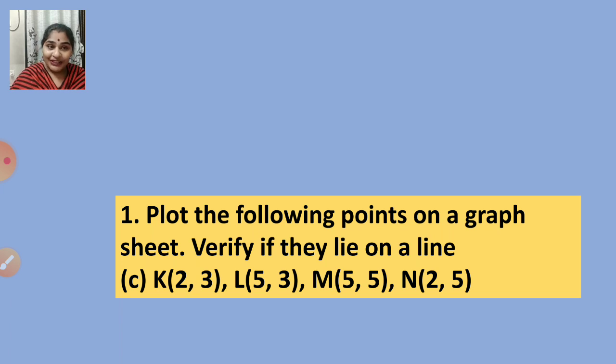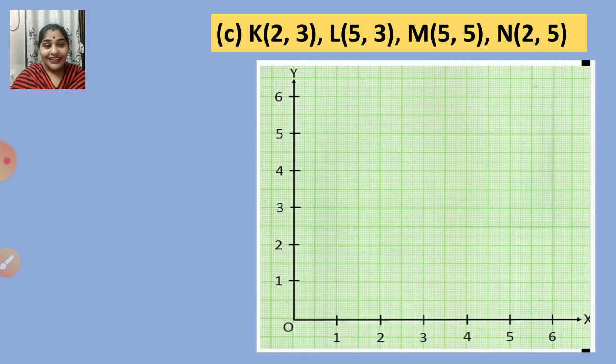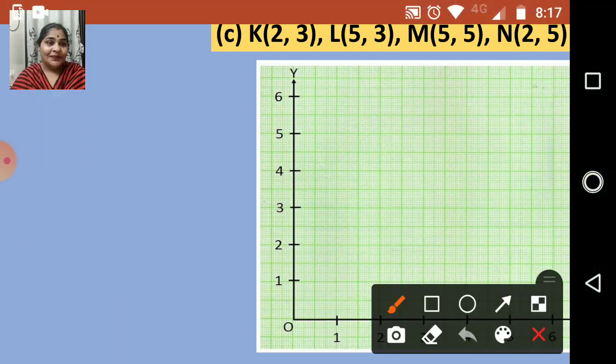It was: plot the following points on a graph sheet and verify whether they lie on a line. The points were K, L, M and N, and the coordinates were given, right? So this was the homework. Let us see the solution for it, children.